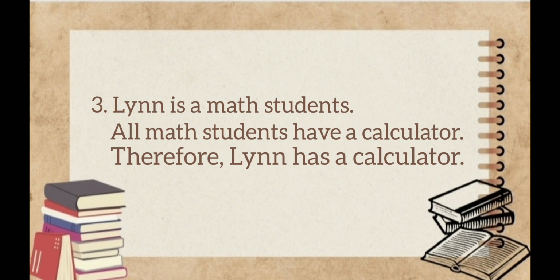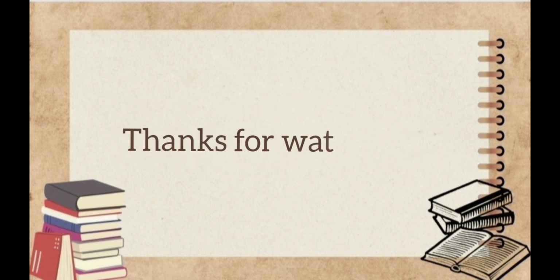Errors in deductive reasoning can happen due to false premises, irrelevant or inconsistent information, and also faulty logic. That's all. Thanks for watching.